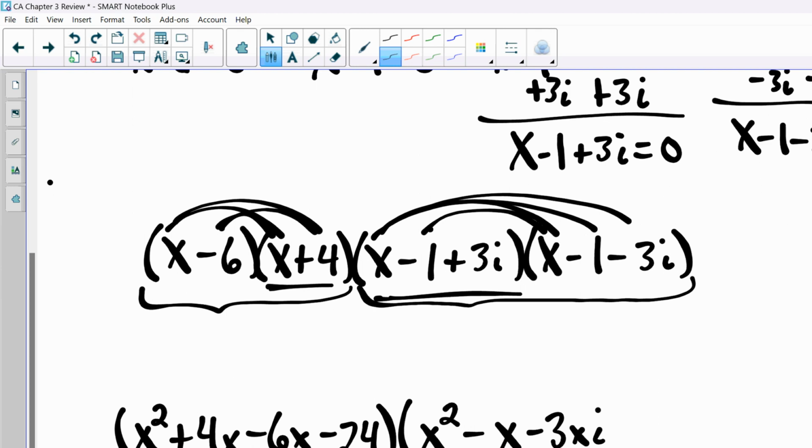Then we multiply through with the negative 1. Negative 1 times x is negative x. Negative 1 times negative 1 is going to be plus 1. And negative 1 times negative 3i is going to be plus 3i. And lastly, we multiply through with 3i. 3i times x is going to be plus 3xi. 3i times negative 1 is negative 3i. And 3i times negative 3i is going to be negative 9i squared. A lot of terms.